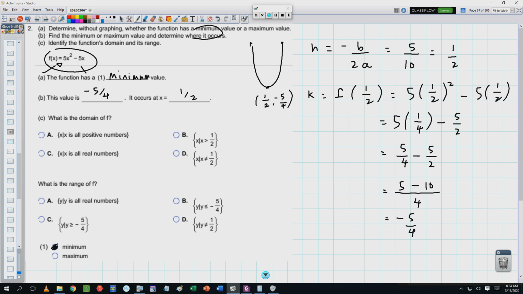What is the domain of the function? Well, this parabola is a nice polynomial function. Everything is possible for the domain. The range, though, is going to be based on the y-axis. And your graph goes down to here, and then it's everything up. So your range is going to be above negative 5/4, and it'd be C here.